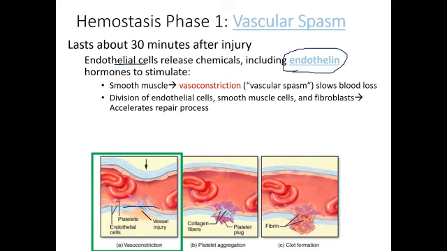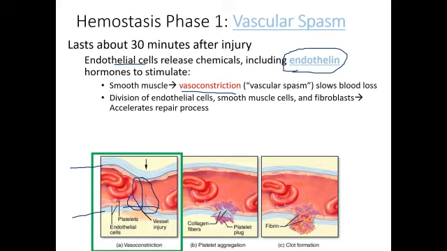Essentially, endothelin, as well as some nervous system feedback, causes the smooth muscle lining your blood vessels to contract. This leads to something called vasoconstriction. The previously wide blood vessel is going to constrict. The diameter gets smaller, and ultimately this allows less blood to the site of the injury, and therefore we lose less blood.